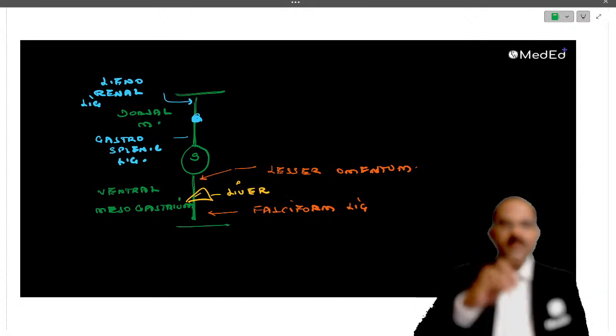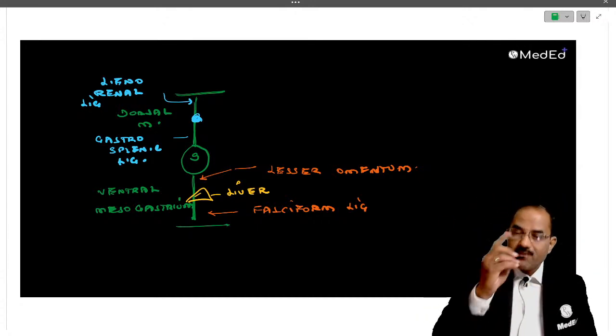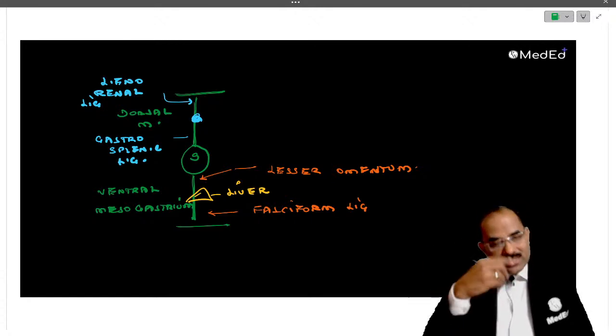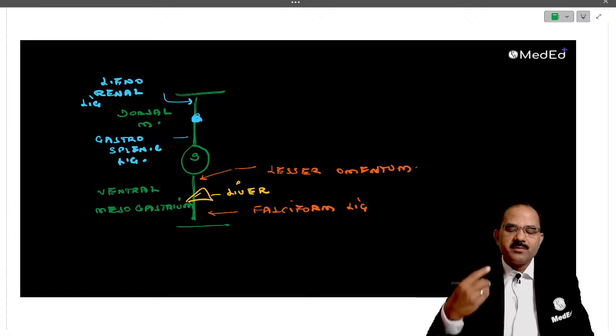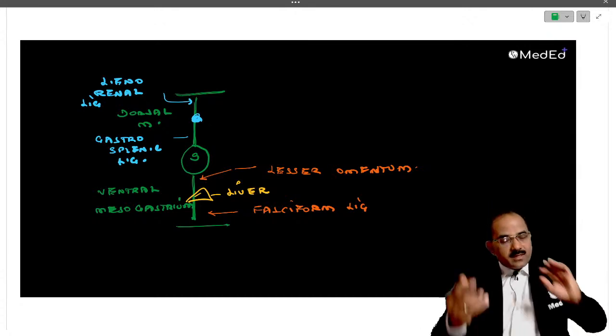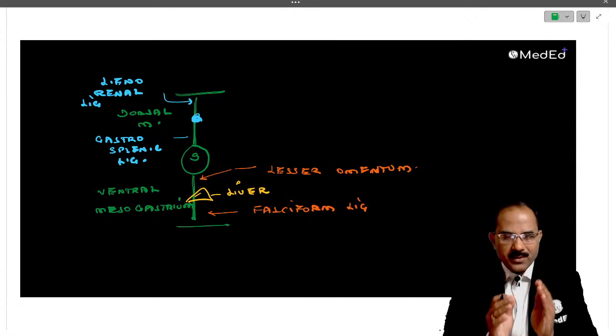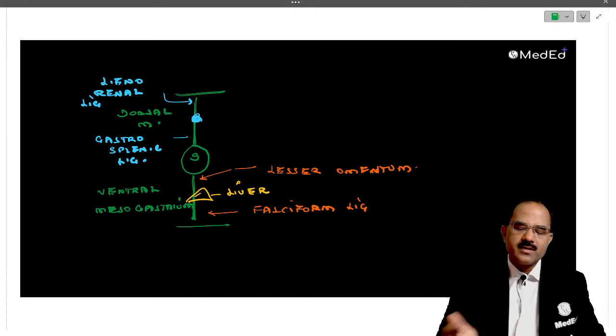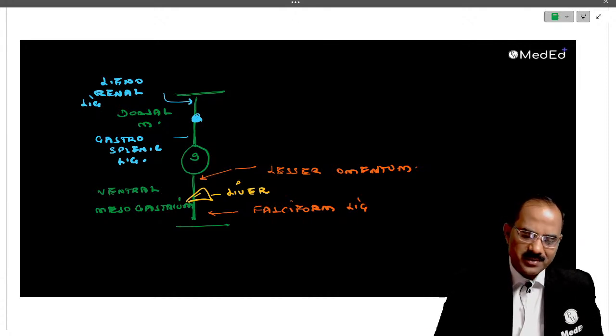So just remember it like this. Gastrosplenic ligament and lienorenal ligament are derived from where? They're derived from dorsal mesogastrium. Whereas the falciform ligament and the lesser omentum are derived from ventral mesogastrium. And the stomach then turns. In the embryo, the stomach then turns like this.